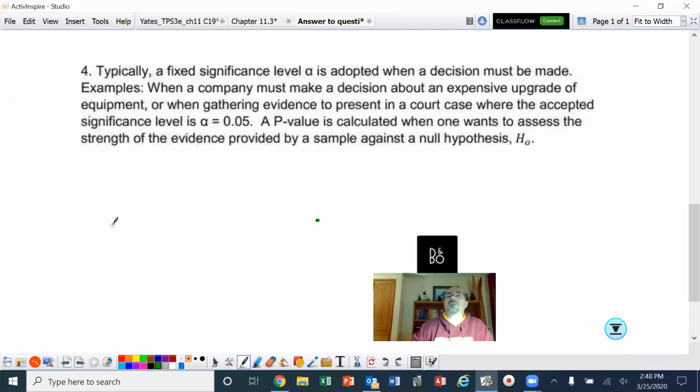Typically, a fixed significance level alpha is adopted when a decision must be made. Example, when a company must make a decision about an expensive upgrade of equipment, or when gathering evidence to present in a court case where the accepted significance level is alpha 0.05. A p-value is calculated when one wants to assess the strength of the evidence provided by a sample against a null hypothesis.